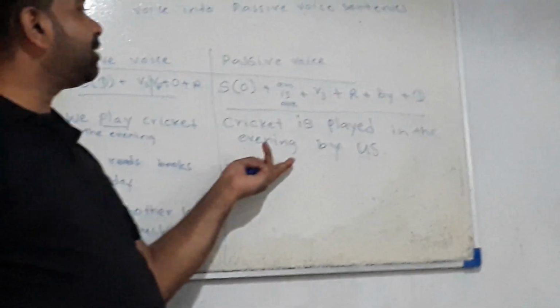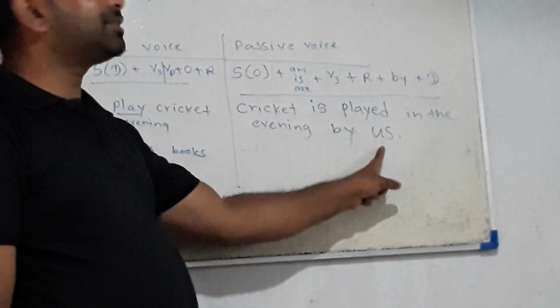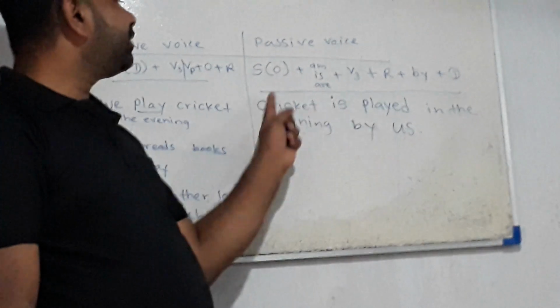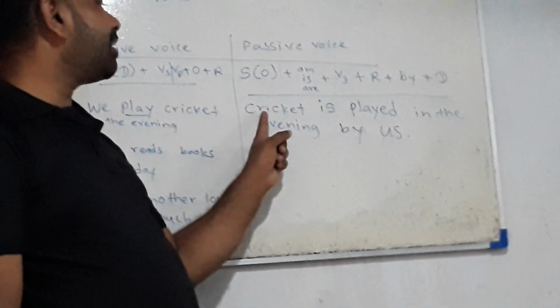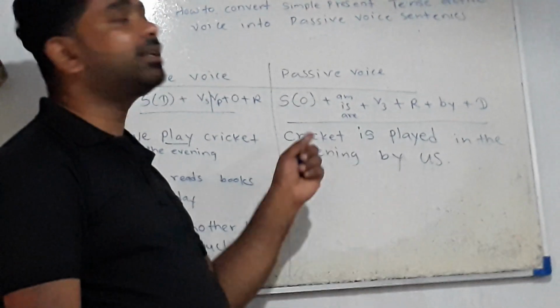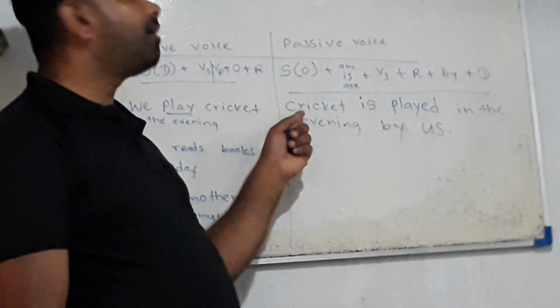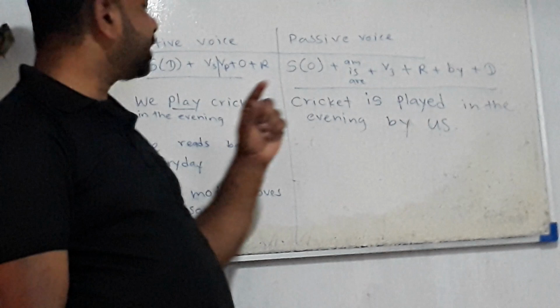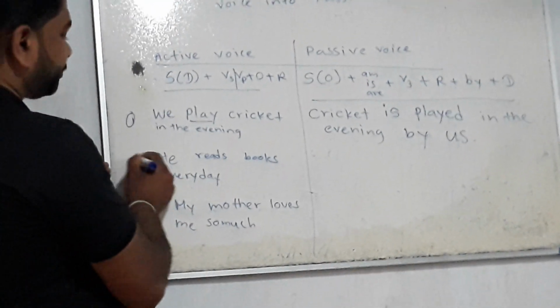Why have we called this one passive voice? Because the doer has become objective and the object has come as the subject of this sentence. So cricket has come at the beginning. Okay, let's go to the second one.